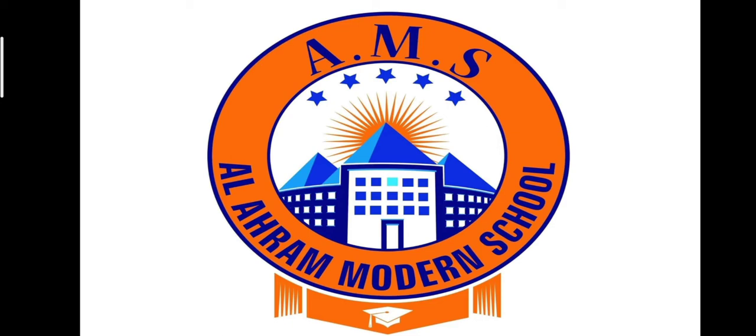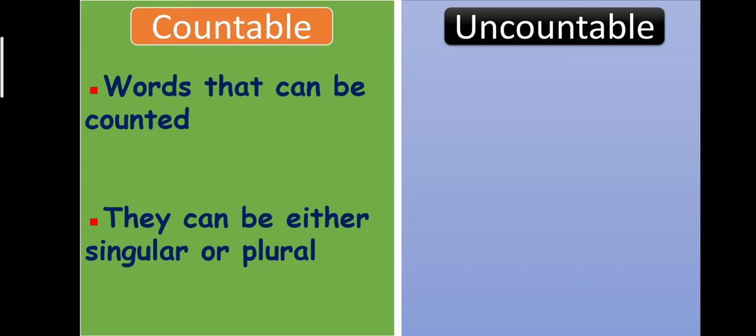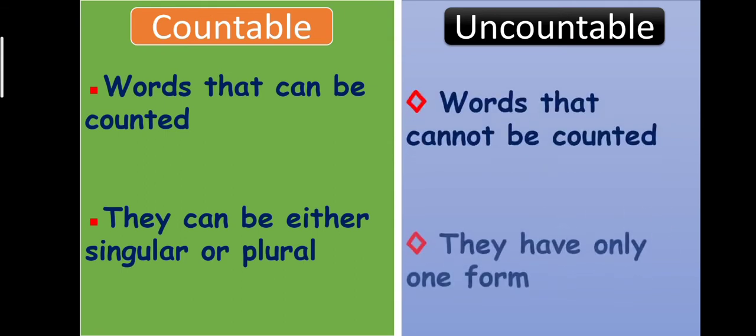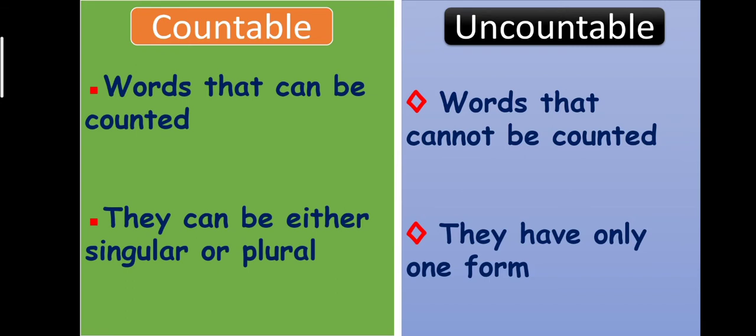And our today's video is about countable and uncountable nouns. So let's get started. Nouns can be divided into countable and uncountable nouns. Countable nouns are words that can be counted. For example, tree, apple, student. And they can be either singular or plural. For example, cup, cups, school, schools, house, houses. Uncountable nouns are nouns that cannot be counted and they have only one form, such as water, money, rice.